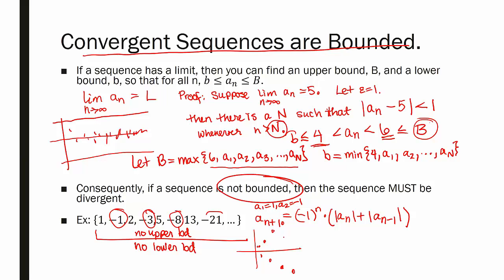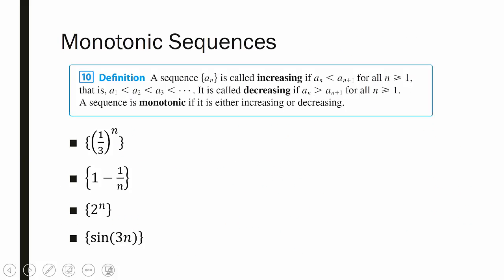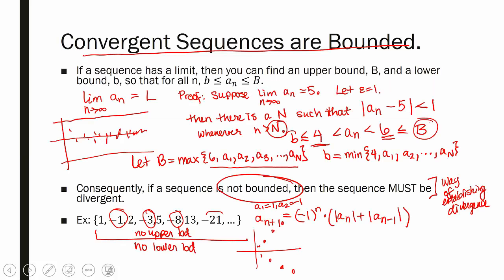It cannot be convergent. So this is a really useful way of establishing divergence, and we'll use this at times. I just found a sequence that had neither bound. If either the upper or lower bound can't be found, then that is a sign that the particular sequence in question must diverge.